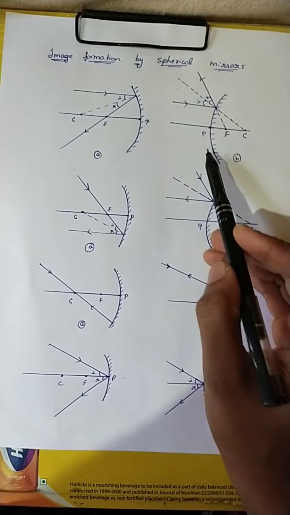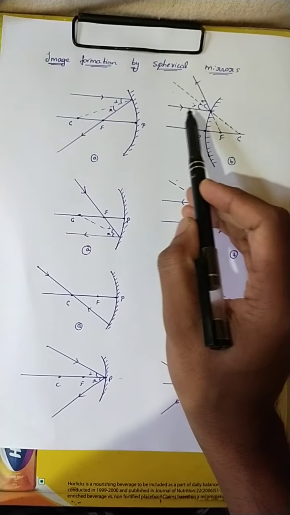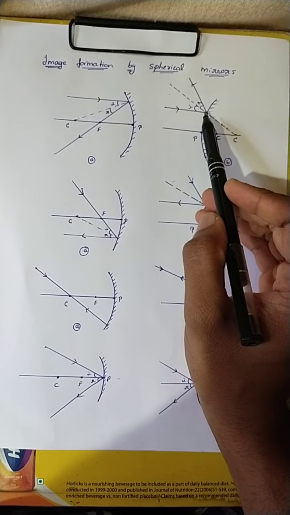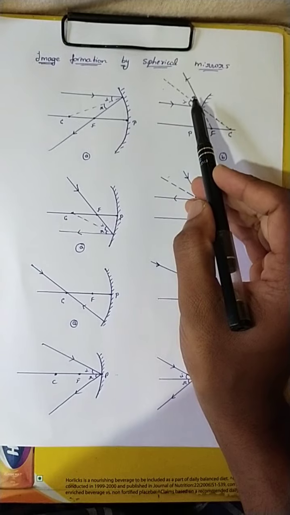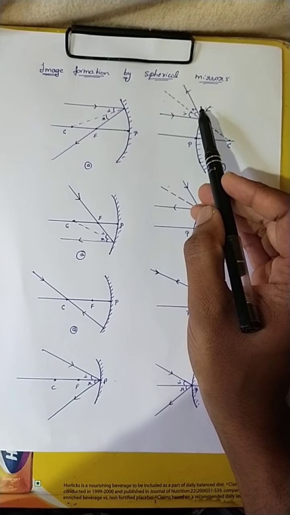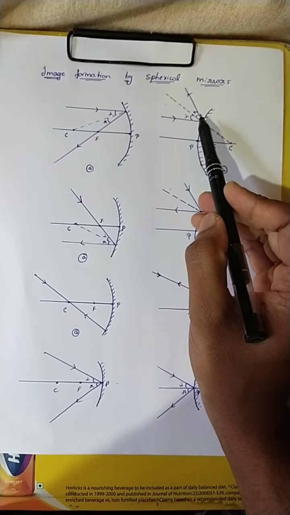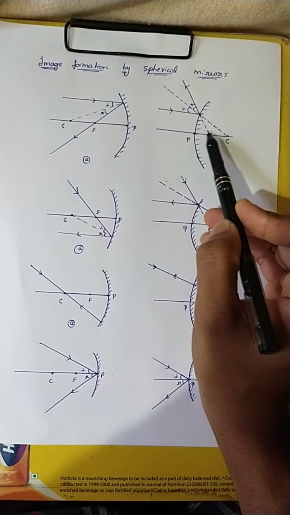See the second diagram, B. Here also, the incident ray is parallel to the principal axis, and this is the reflecting surface. In the case of the convex mirror, the reflected ray appears to diverge from the principal focus, unlike the concave mirror, right? So here, this is the reflecting surface, and it appears to diverge from the principal focus.